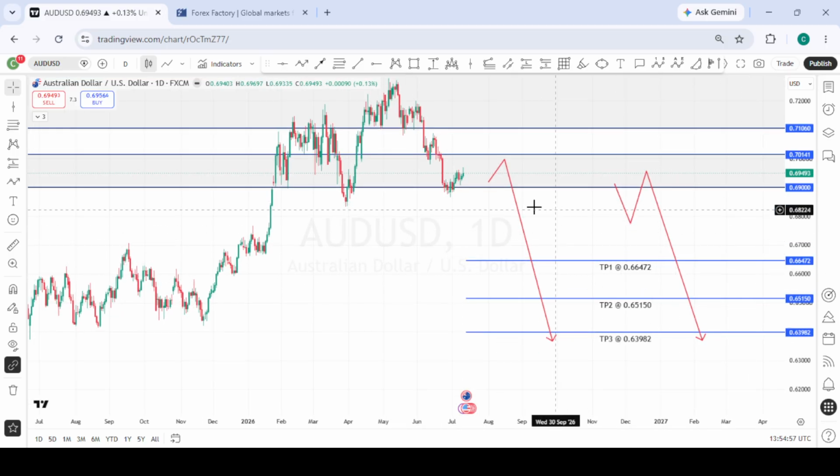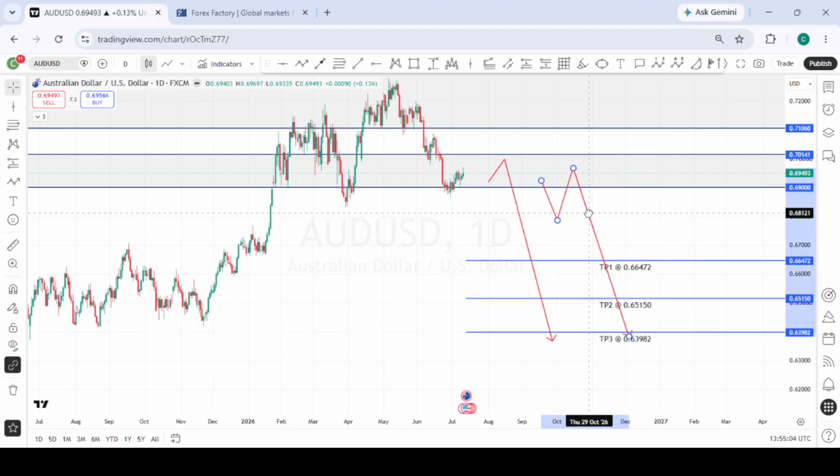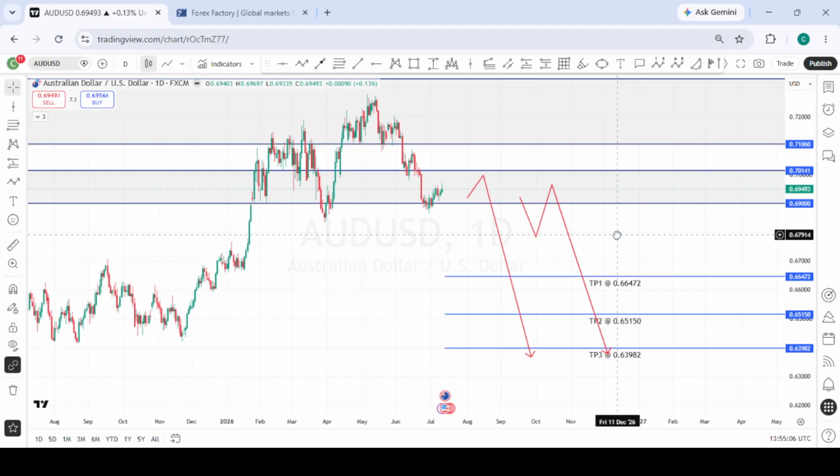The second scenario is if price is able to break below this area of interest and comes for a pullback into the area of interest once again, we'll still be interested in taking sells from there to the downside.